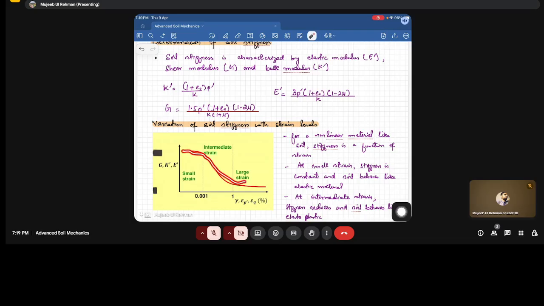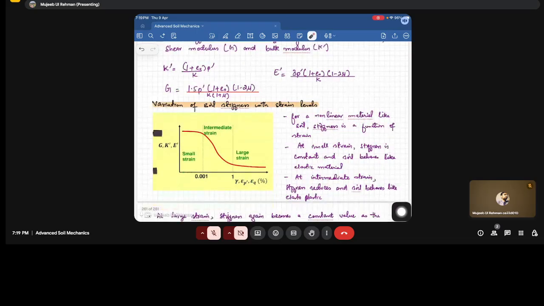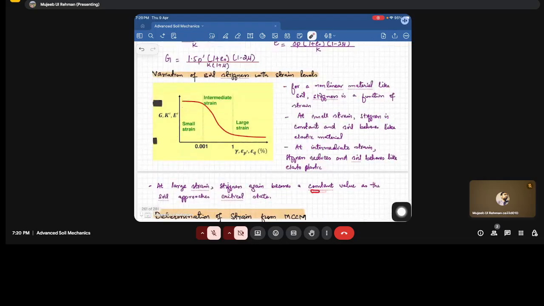It has three regions: small strain region, intermediate strain, and large strain. Within this small strain region, there is less degradation of the soil stiffness, which means that up to this percent of strain, we can consider the soil is in the elastic state, or elastic response is there. But once the soil shifts to this intermediate zone, which is from 0.001 to 1%, you can see there is a drastic reduction in the soil stiffness. Fine. So at intermediate state, stiffness reduces and soil behaves like an elastic velocity. However, once it surpasses 1% of strain, stiffness again becomes constant as the soil approaches the critical state. Fine. So this is the variation of the soil stiffness with the strain levels.